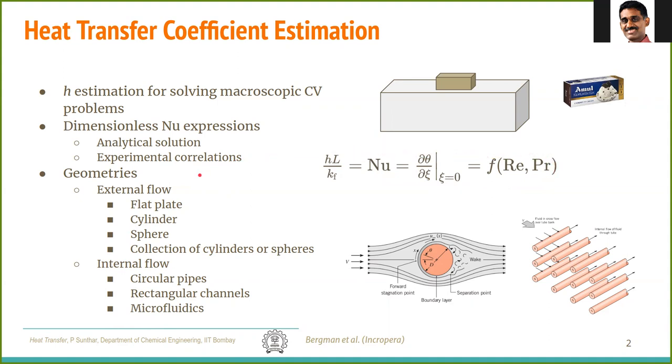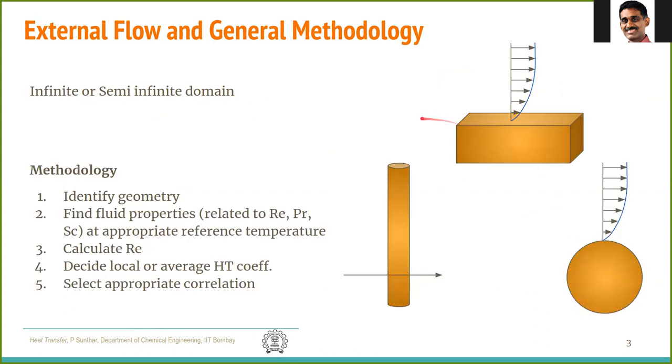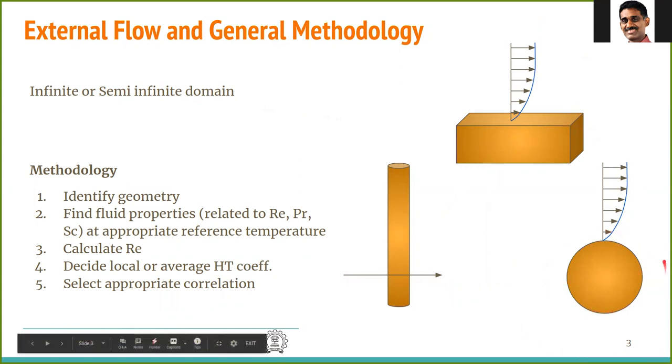There are two broad kinds of geometries that we will be considering. One is external flow and the other is internal flow. External flow, like flow over a flat plate or a sphere or a cylinder or a collection of spheres or cylinders, or internal flow where the flow is through a pipe or a channel. Let's see what external flow is. External flow means the domain of the flow is either semi-infinite or infinite. In the case of flow over a flat plate, the flow is in a semi-infinite regime. The flow over a cylinder or a sphere is in an infinite region.